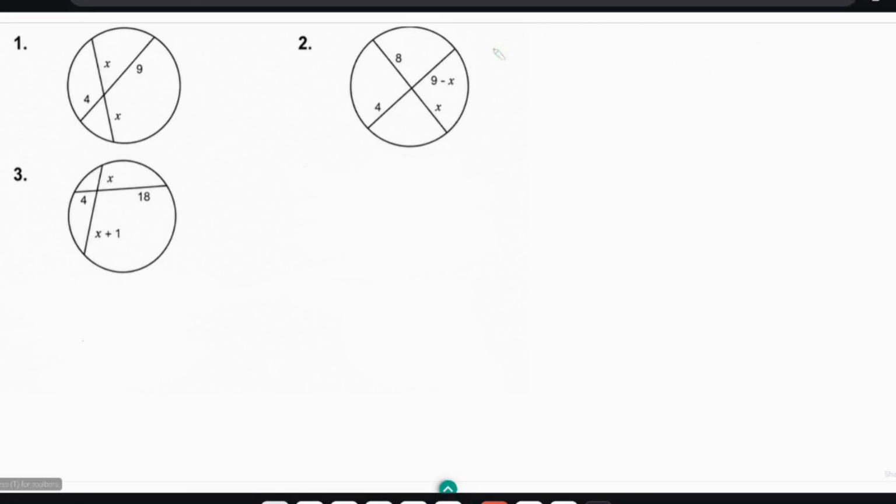Okay, have a go at these 3 and the next 2 when you're ready. Put me on pause and pause where you did.